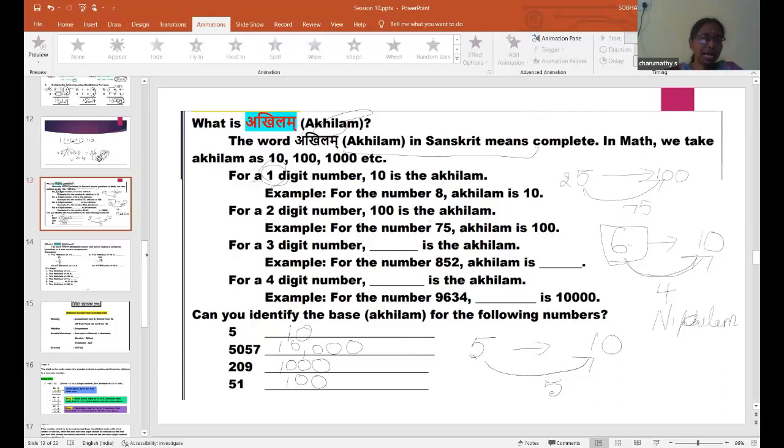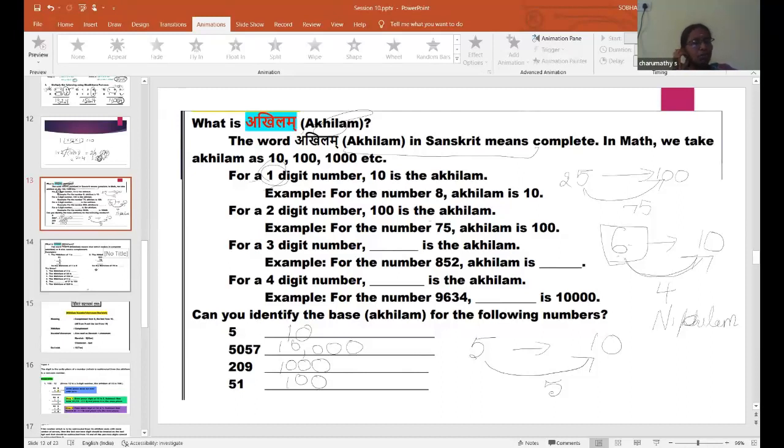What is required to make it complete? The number that we add to it becomes the Nikilam. In other words, Aquilam minus the number gives the Nikilam. That I think all of us already know as math teachers. Aquilam minus Nikilam gives the number, or Aquilam minus the number gives the Nikilam. That is how we put it in other words.